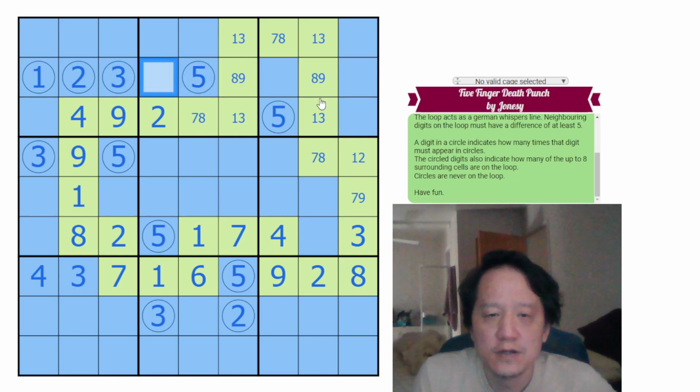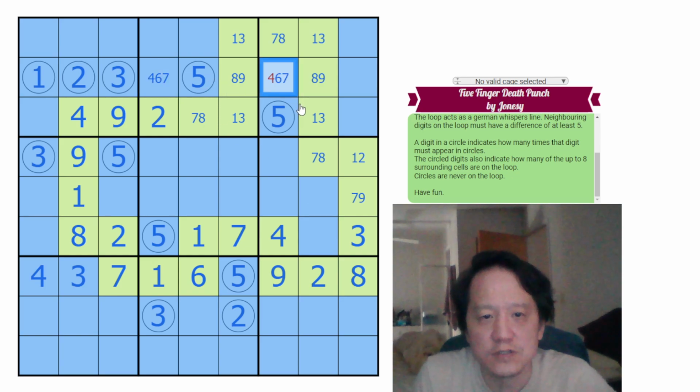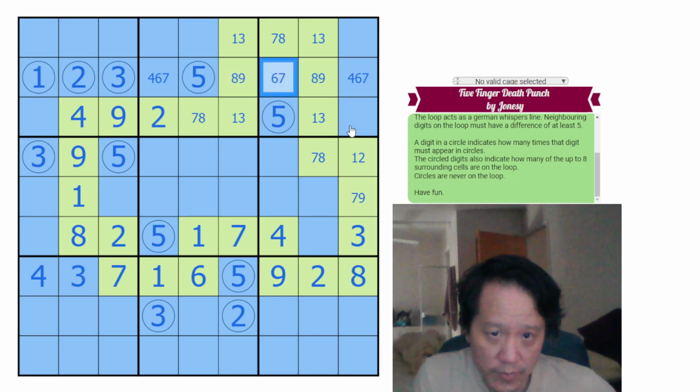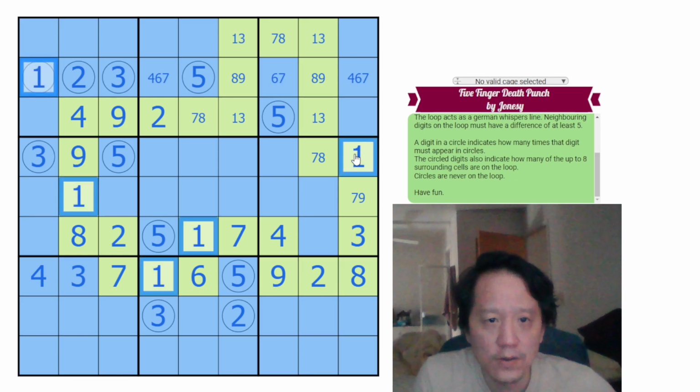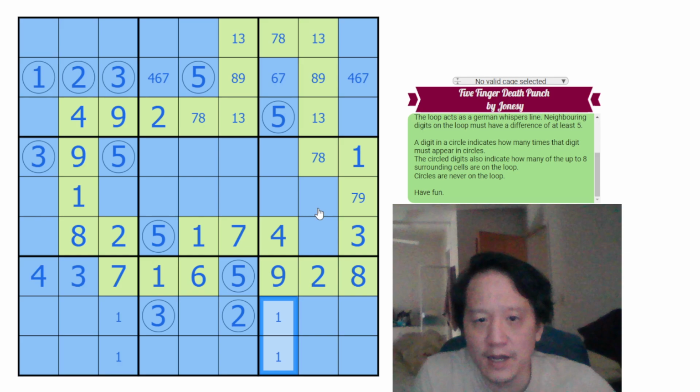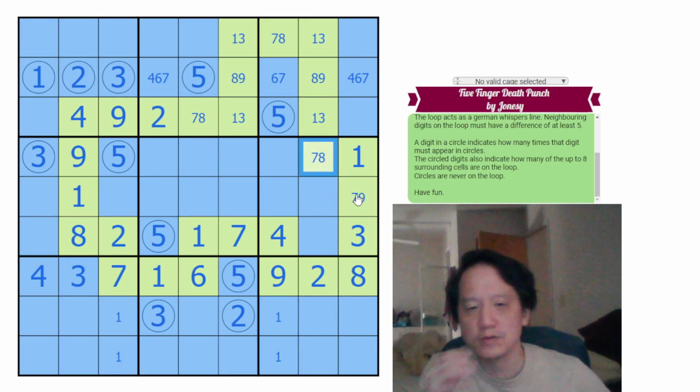So now we know this is 4, 6, and 7. So this cannot be 4 here. 2 has to be in this situation, so this can't be 2. This is 1. So this is 1, which means one of these is 1, and one of these is 1. So now we're just doing pretty much Sudoku.